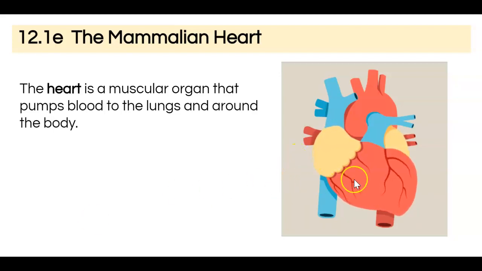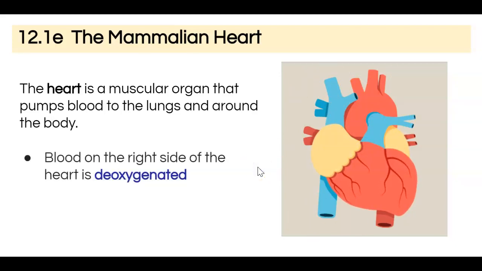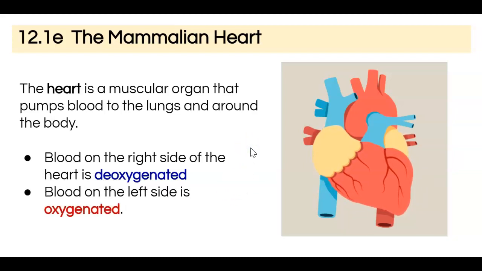And so, this is just an outer view of the heart. And you can see right away that there are lots of different components to it, lots of blood vessels coming to and from the heart. It's going to be important for you to know that blood on the right side of the heart is deoxygenated, which means it's lacking oxygen. Whereas blood on the left side of the heart is going to be oxygenated.